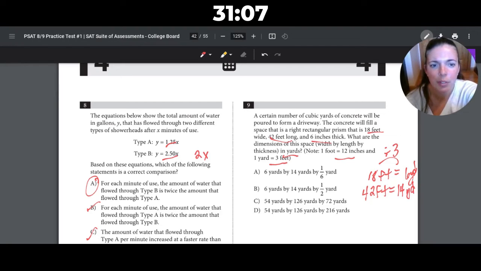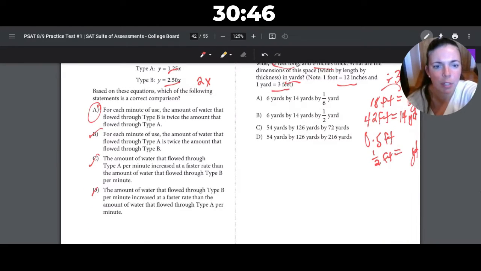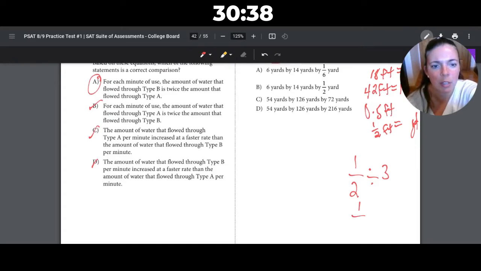And then 6 inches. So 6 inches, let's turn that into feet first. So 6 divided by 12 would just be 1/2. So 1/2, 0.5 feet. Doesn't matter. Okay, so this is equal to how many yards? So I still have to divide by 3. So 1/2 divided by 3. Let's just either, if we can plug it in our calculator, fine. Go ahead and check that. Or we could do some fraction division.